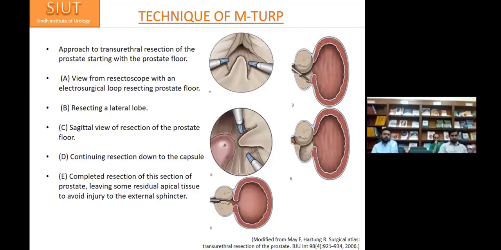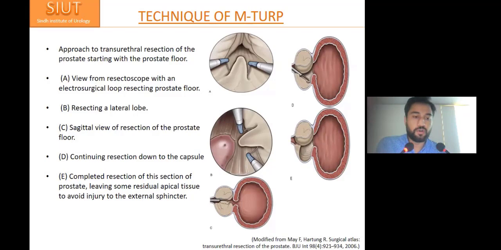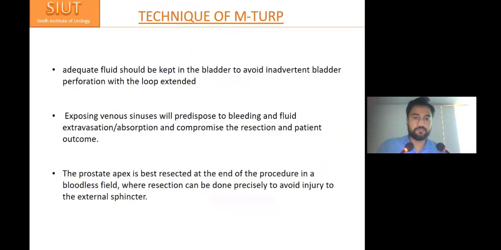Approach to transurethral resection of the prostate, starting with the prostatic floor. As you can see in figure A, the view from the resectoscope with an electrosurgical loop resecting the prostate floor, and B resecting the lateral lobes. C is a sagittal view of the resection of the prostatic floor, D shows the continuing resection down to the capsule, and E shows complete resection of this section of the prostate, leaving some residual apical tissue to avoid injury to the external sphincter. Adequate fluid should be kept in the bladder to avoid inadvertent bladder perforation with the loop extended.